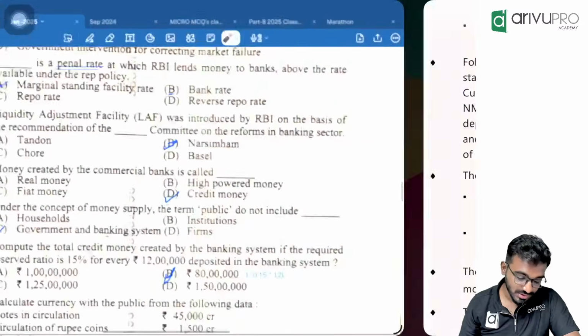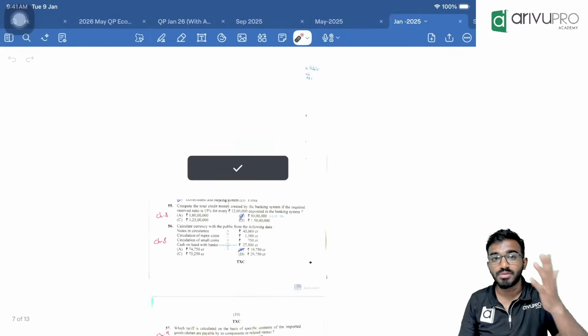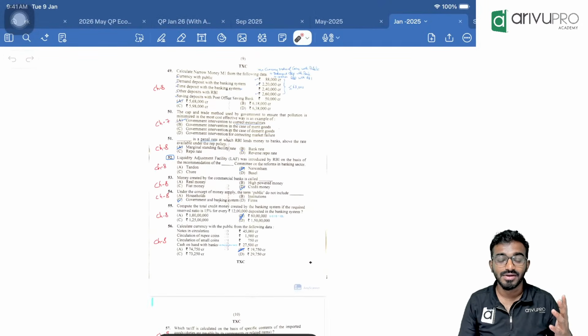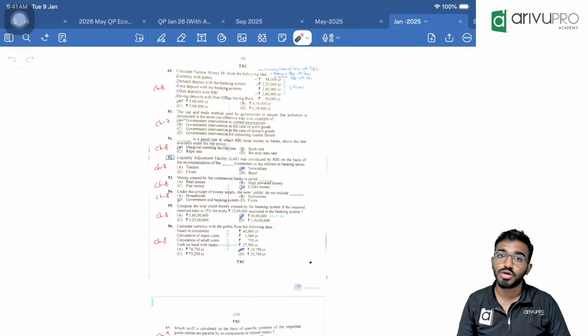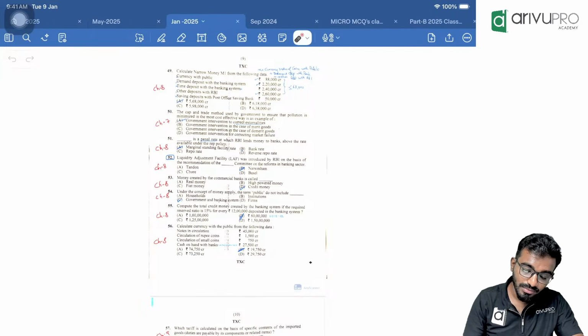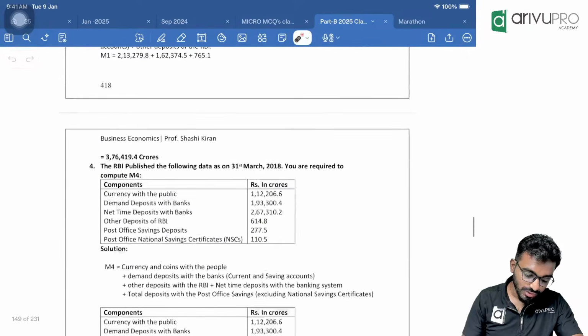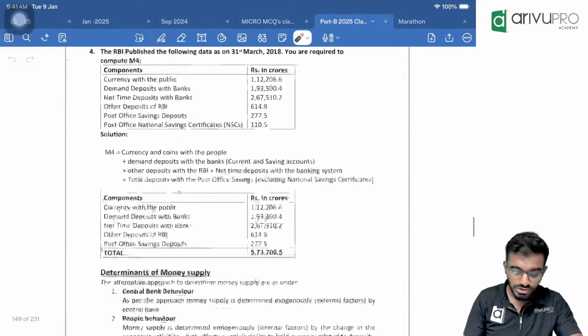Don't ignore this. Clear? Mainly from the exam perspective, M1, M2, M3, M4 is important. M1 is called narrow money. M3 is called broad money. Most liquid is M1, least liquid is M4. At least this small knowledge you should remember. Clear? So this is the M1, M2, M3, M4 calculation. This is where most of the questions will be.